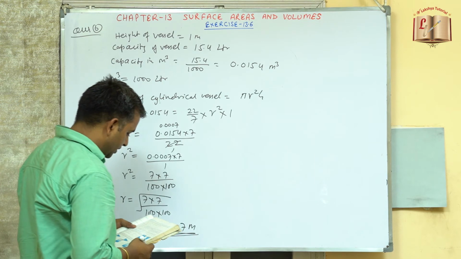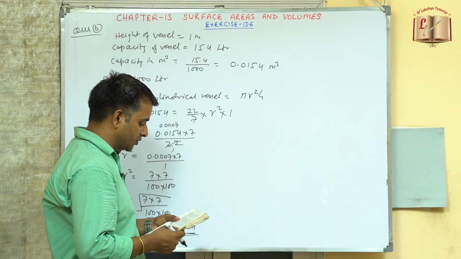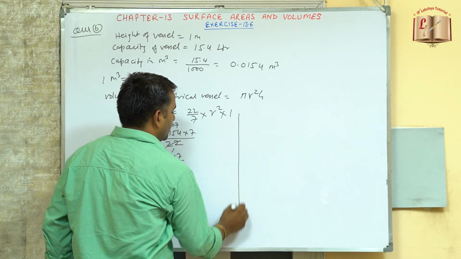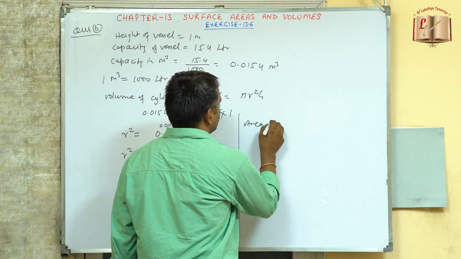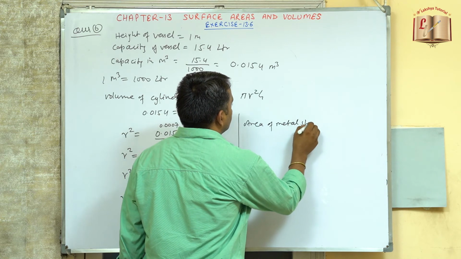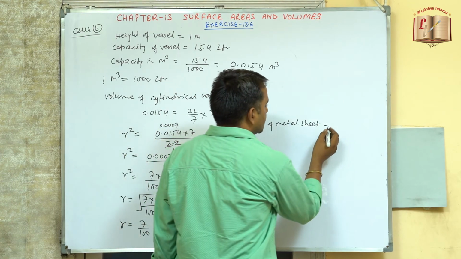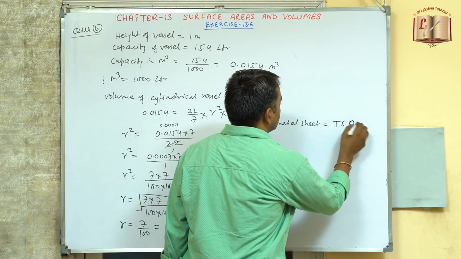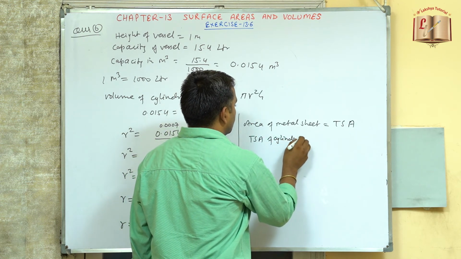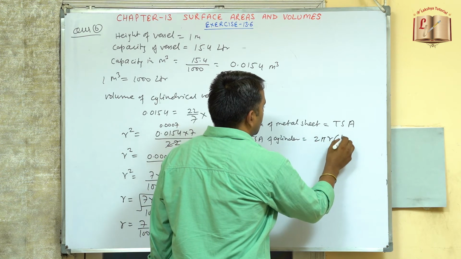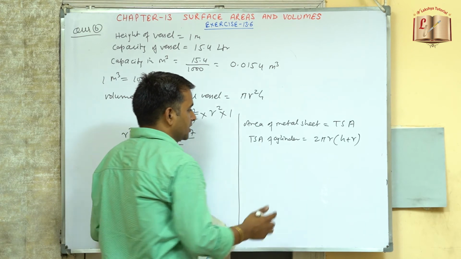Now we can find out how many square meters of the metal sheet will be required. So now we need to find out the area of the metal sheet. So area of the metal sheet, because it is a complete closed cylinder given, this will be the TSA. Now TSA of cylinder is given as 2 pi r bracket h plus r. Now we can find out these values.